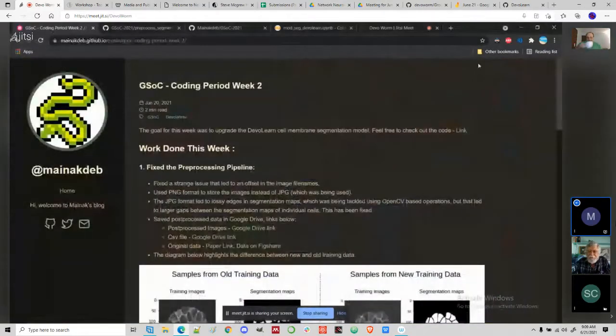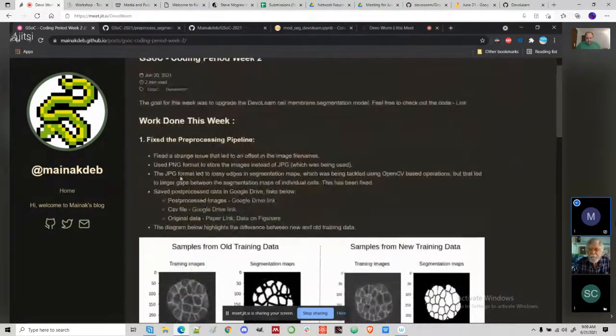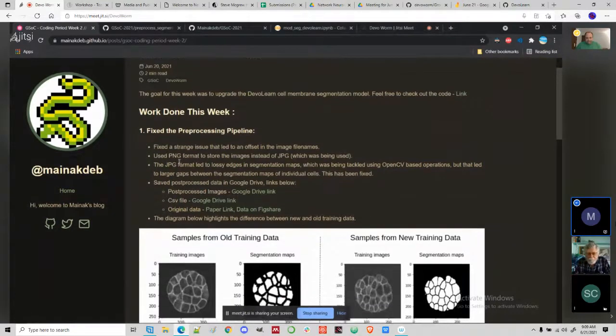Yeah. Okay, so I'll start with my update for last week. Last week's goal was to upgrade the DevoLearn cell membrane segmentation module. To start out, I tried to see if there was something wrong with the data being used for the training. The first issue I faced is that there was a slight offset in the file names of the images. I'm not sure if that trailed along to the training, but I fixed it and it works well now.